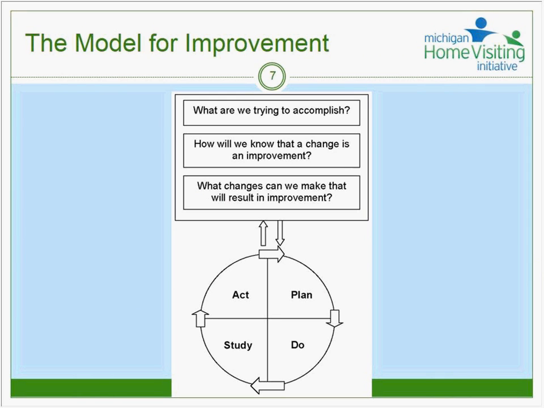So you might remember from your previous QI trainings with us that quality improvement aims to answer 3 key questions: what are we trying to accomplish, how will we know that a change is an improvement, and what changes can we make that will result in improvement? And we use those questions to really guide our quality improvement work.